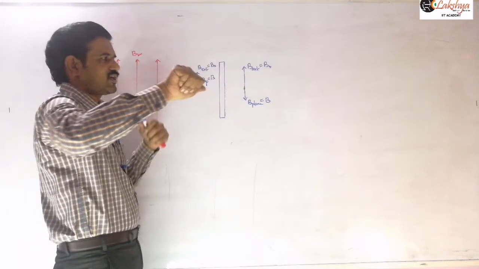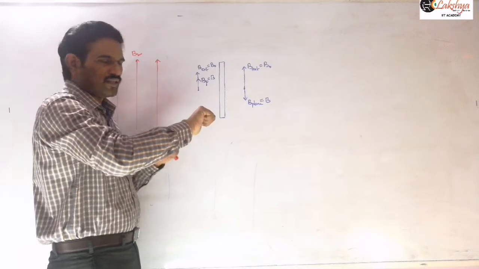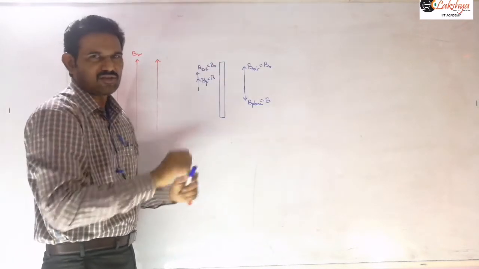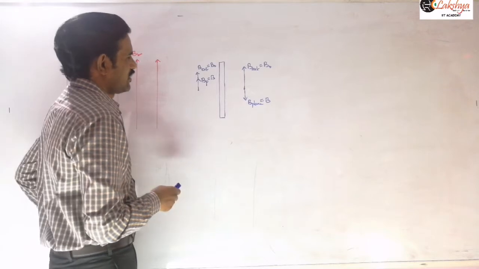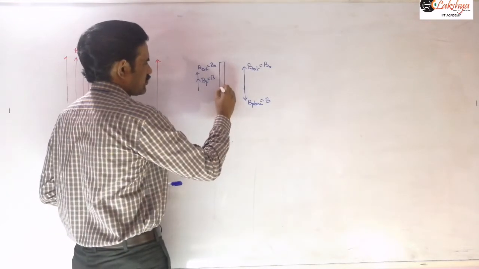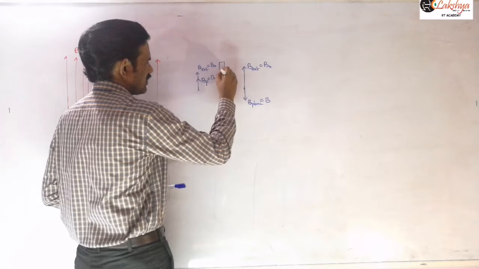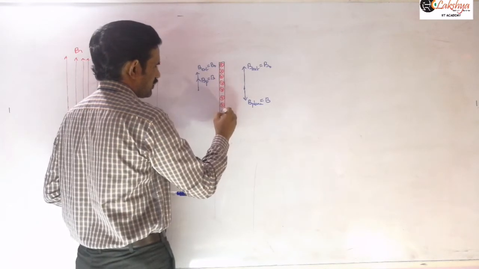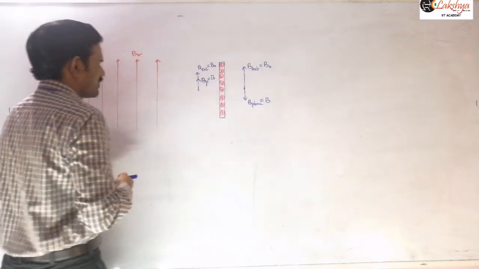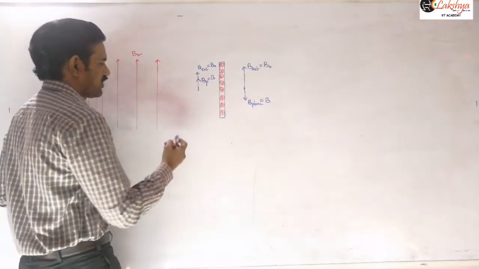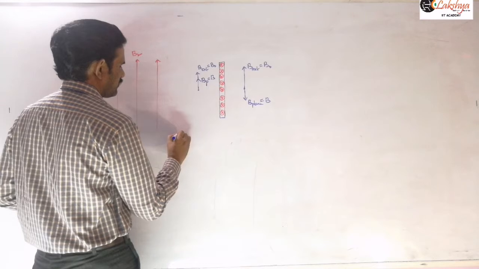If current is flowing into the plane in this cross section, then on this side the magnetic field will be upwards, and on this side the magnetic field will be downwards, right? And so definitely what we can mention here is that the current is into the plane here. That I am concluding here: the current is flowing into the plane. And now accordingly we can write the B1 and B2 expressions.